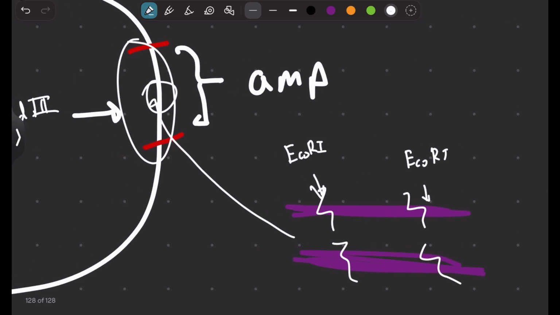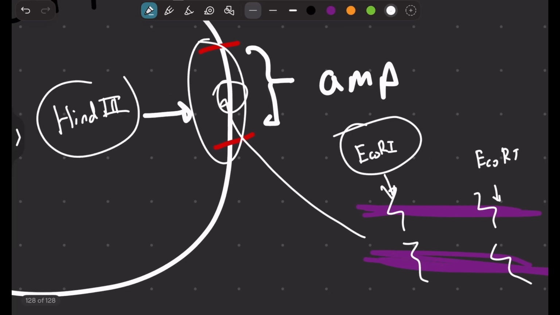So that means the EcoRI sticky end will be different from this HIND3, and because of that, it can't be inserted. And since the foreign DNA is not inserted, that means that the plasmid will still be resistant to ampicillin.